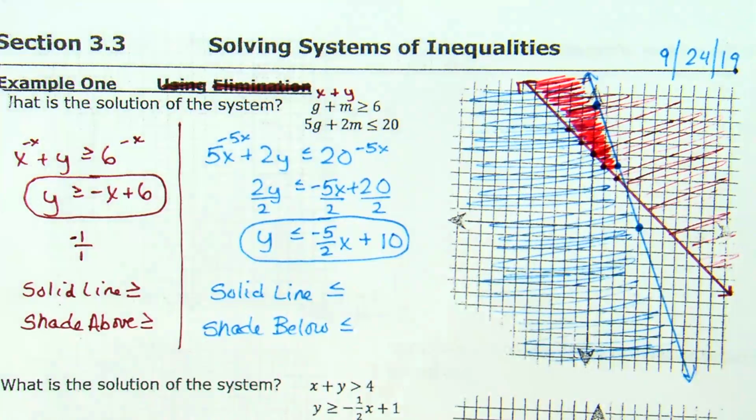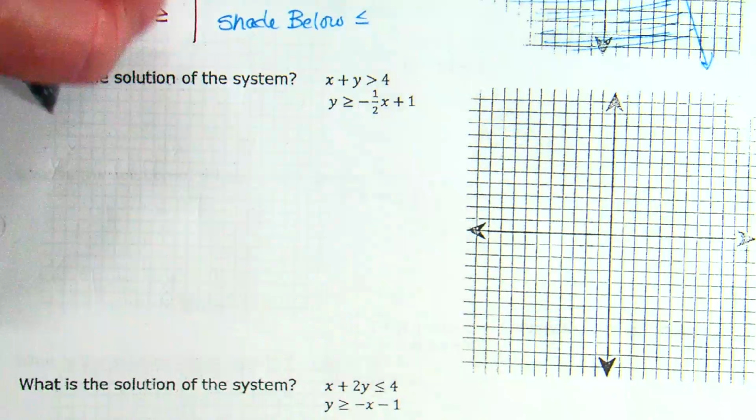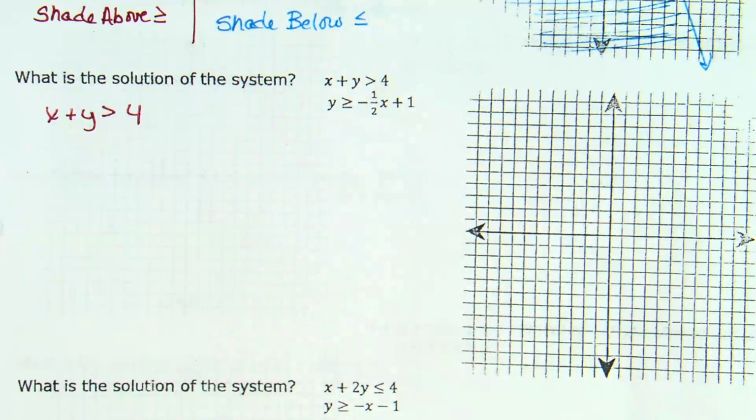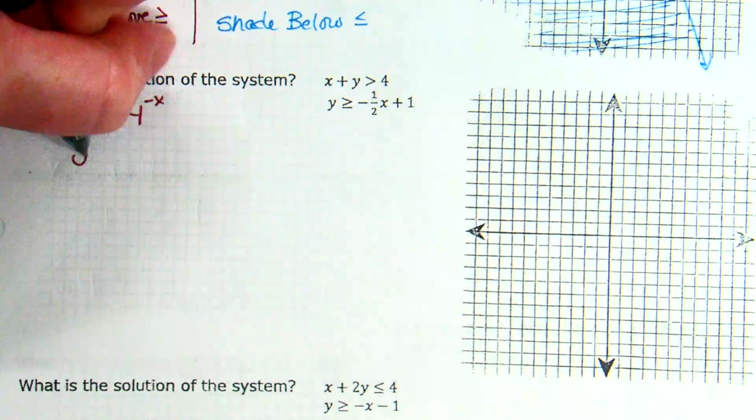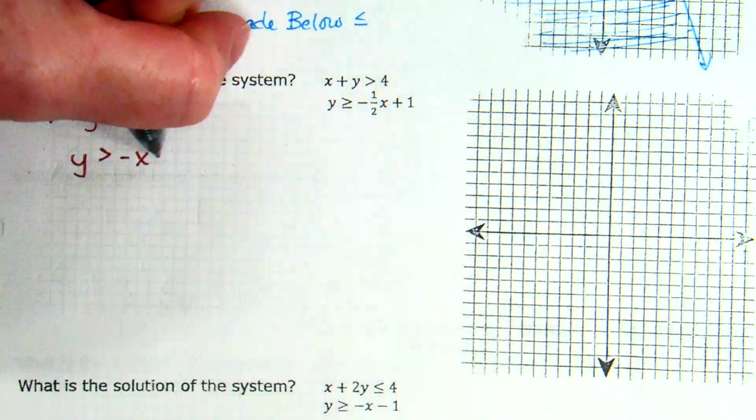Okay. Let's go ahead and do 2. And then I'll probably skip to the back after that. So x plus y greater than 4. What are you guys doing? Okay. We're trying to get y by itself. Subtract x. Y is greater than 4 minus x, which I'm going to put as minus x plus 4.